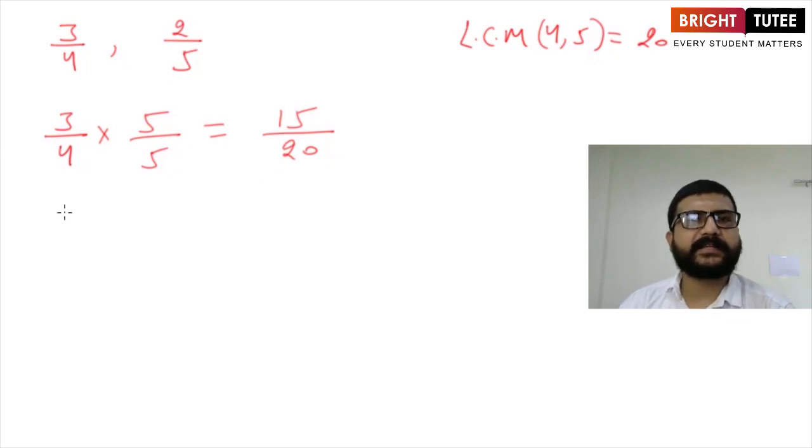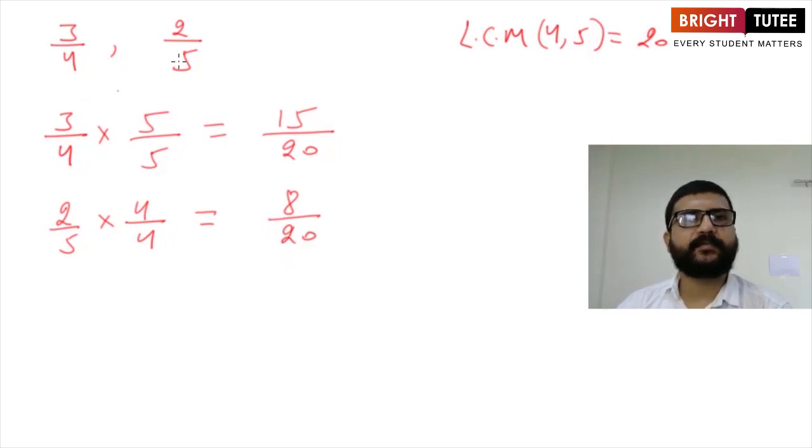Now the second fraction is 2 upon 5. Here also we need the denominator as 20. So let's multiply this with 4 upon 4 because 5 into 4 gives us 20. Now this is equal to 8 upon 20. Now what do you think about 15 upon 20 and 8 upon 20? Are they equal? No, they are not equal. It means 3 upon 4 and 2 upon 5 are not equivalent fractions. Therefore the ratios 3:4 and 2:5 are not equivalent ratios.